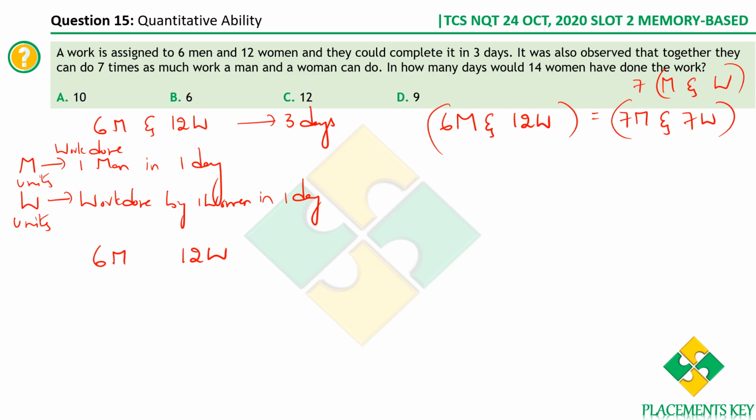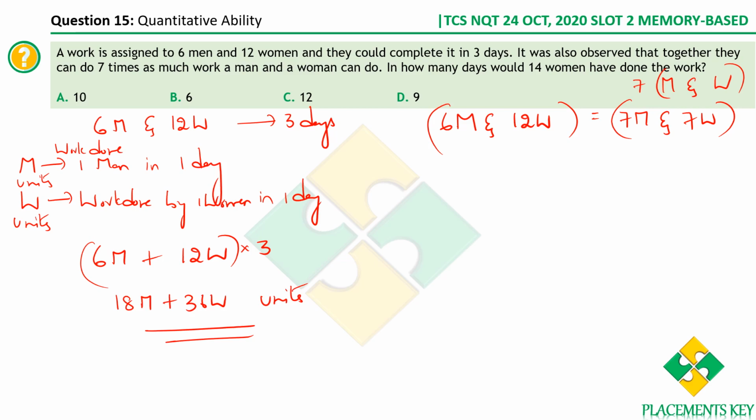So what will be the work done by them? We'll have to multiply this by 3. This gives us the total work. So what is the total work? It is 18M plus 36W units. So this is the total work, isn't it?